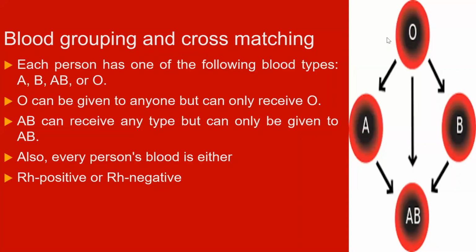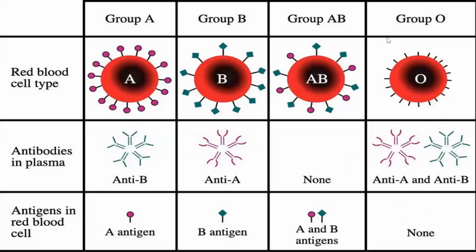So moving on to the next slide, that is blood grouping and cross matching. As you all know, each person has one of the following blood types: A, B, AB or O. O can be given to anyone but can only receive O. AB can receive any type but can only be given to AB. And likewise every person has an Rh factor, which is Rh positive or Rh negative.